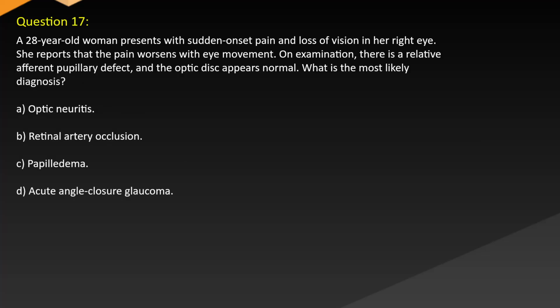A 28-year-old woman presents with sudden onset pain and loss of vision in her right eye. She reports that the pain worsens with eye movement. On examination, there is a relative afferent pupillary defect and the optic disc appears normal. What is the most likely diagnosis? A. Optic neuritis. B. Retinal artery occlusion. C. Papilledema. D. Acute angle closure glaucoma.